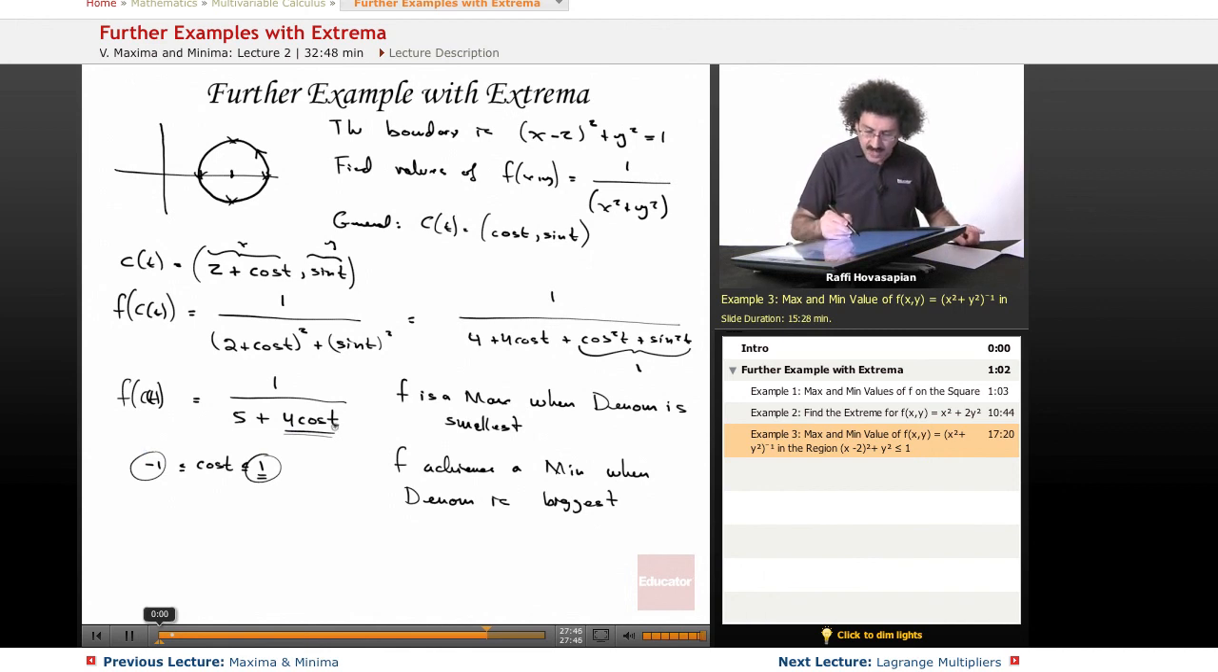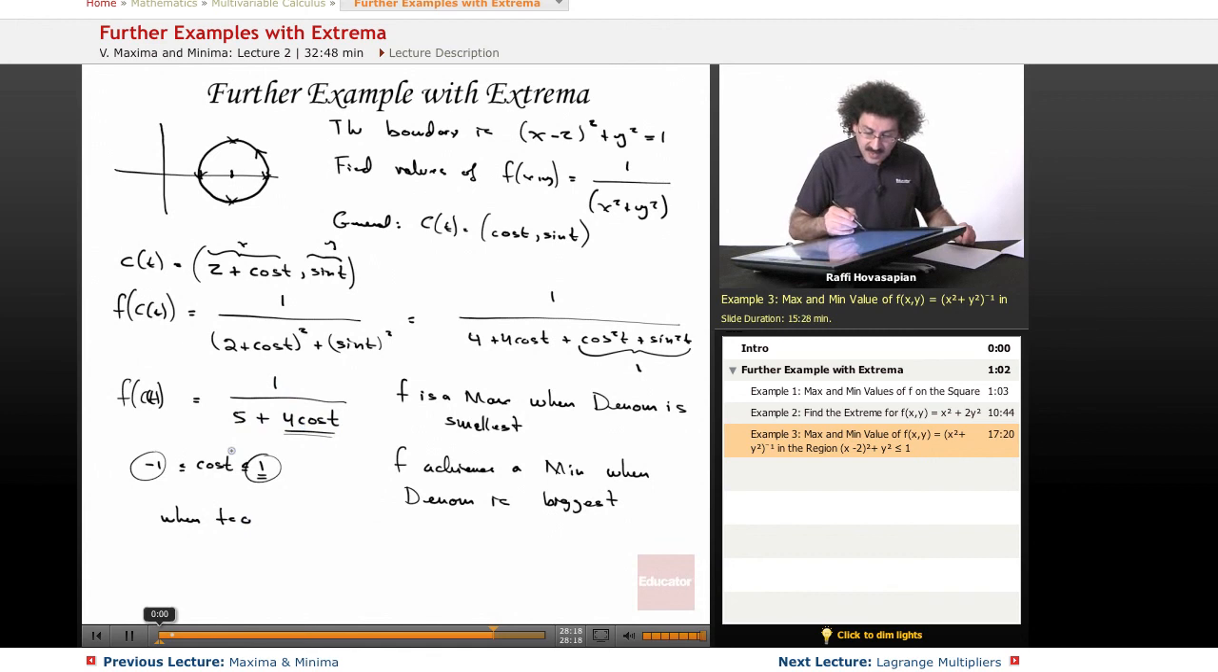It's equal to 1 when we have cosine of t equals 0. Therefore, when t equals 0, that means the cosine of 0 is 1. That means 1 plus 5 times 4 times 1, it's going to be 1/9. Therefore, at t equals 0, that's when it's going to achieve its minimum value.